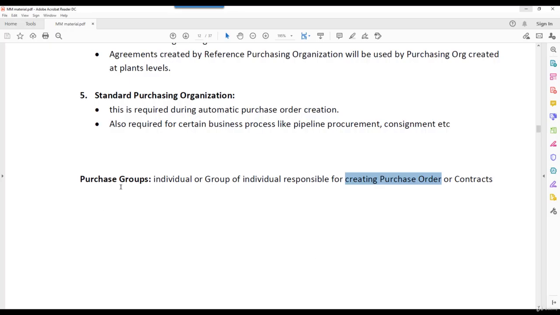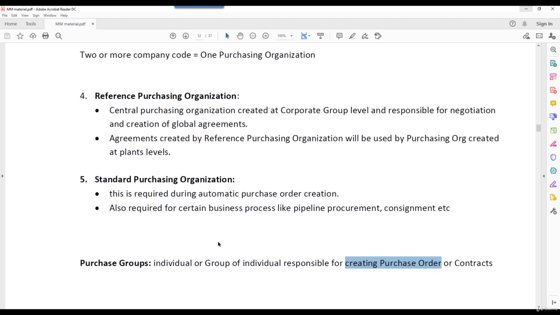Hope you understand purchasing groups. This is required at the time of creating a purchase order. That is the reason we are discussing this one. Purchasing organization is also required. Purchasing group is also required.